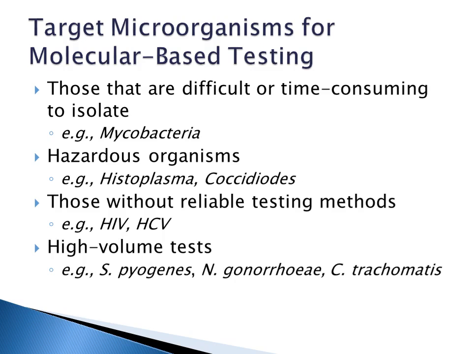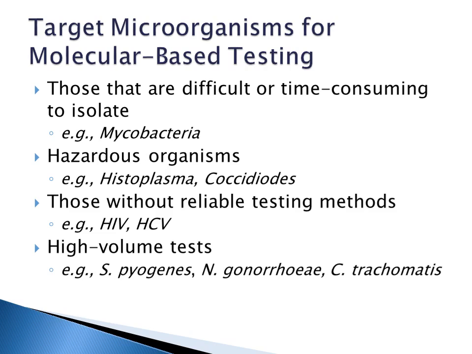So there are specific organisms that have been targeted for molecular-based testing. The reason that some microorganisms have been targeted is because some bacteria are difficult or very time-consuming to isolate. For example, Mycobacterium tuberculosis takes 2 to 3 weeks to grow, and other species of Mycobacterium take even longer. Some organisms are very hazardous, such as Histoplasma and Coccidioides, so you really don't want to grow those organisms up in culture because they're highly infectious.